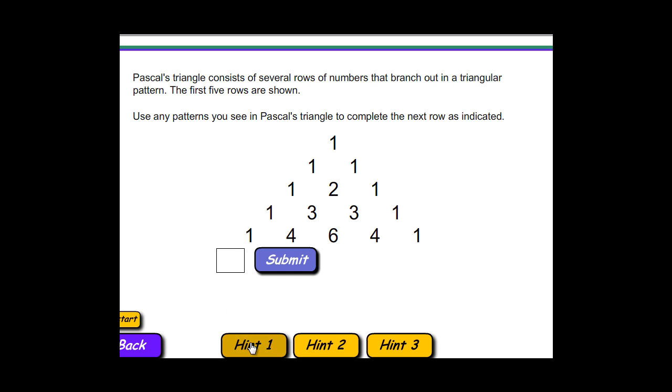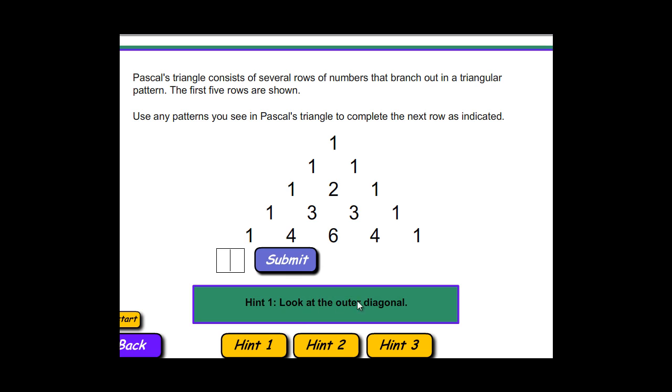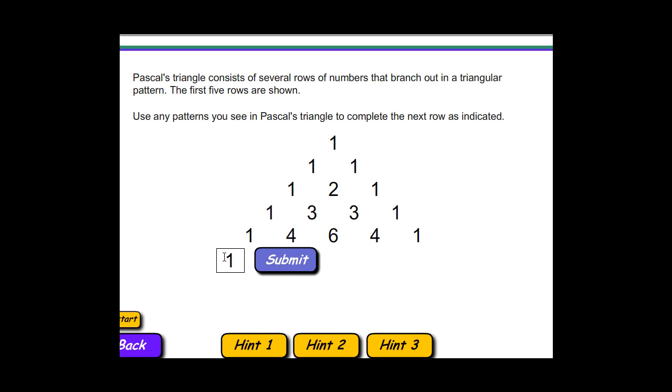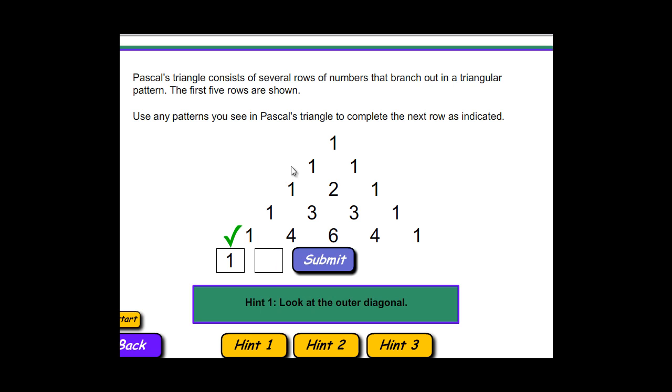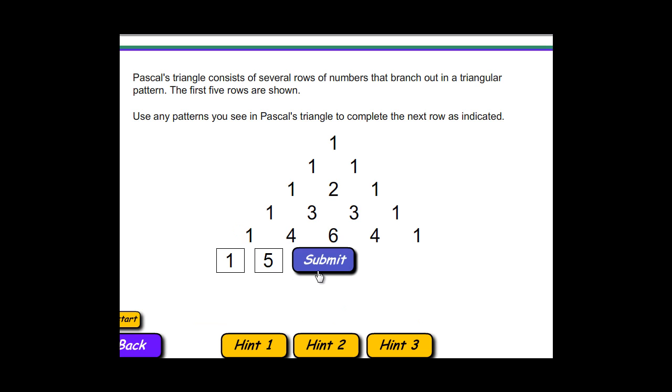So if you look at the hint, look at the outer diagonal. 1, 1, 1, 1. Well, let's try 1 here. The next number that goes into Pascal's triangle here, let's check out hint 2. So look at the second diagonal in either direction. So here's the second diagonal. Goes up by 1, goes up by 1, goes up by 1. So 4 plus 1, let's go with 5.